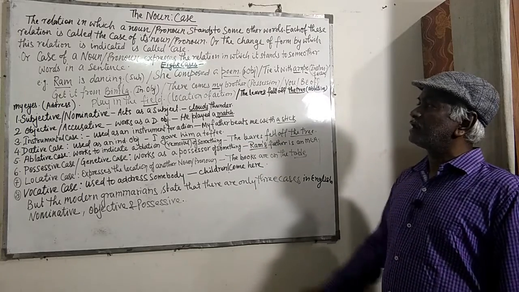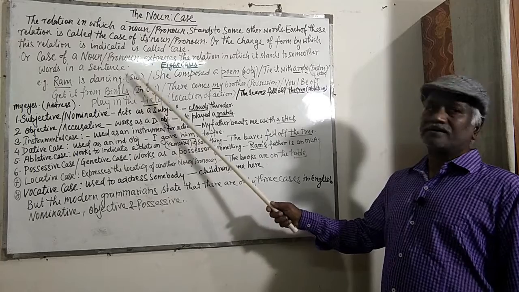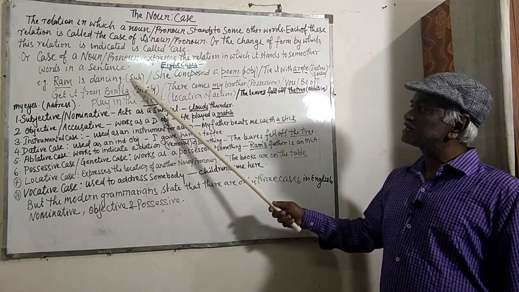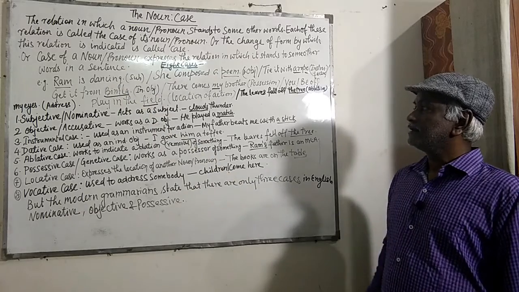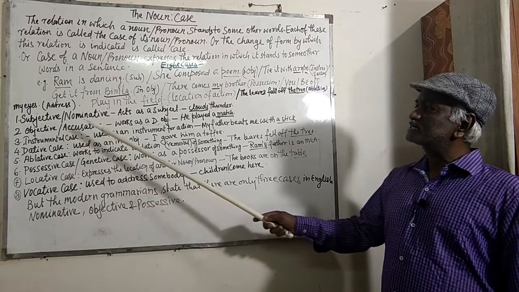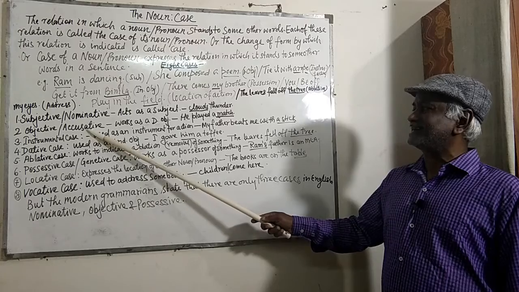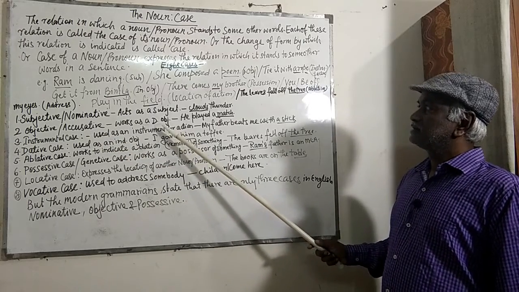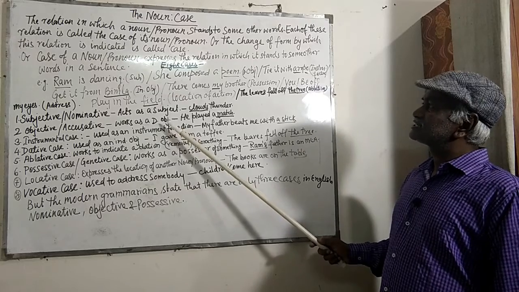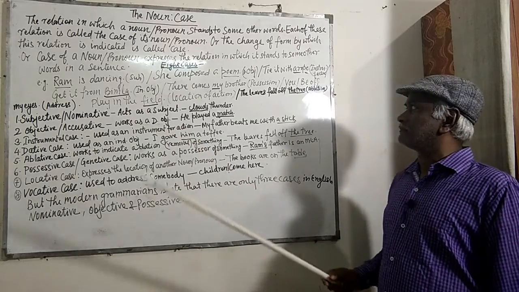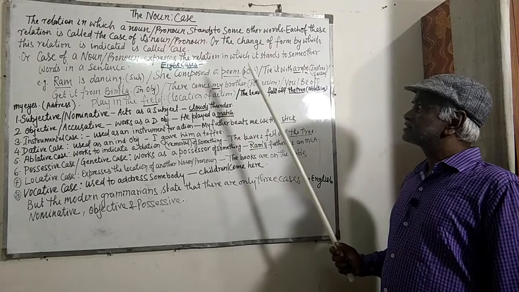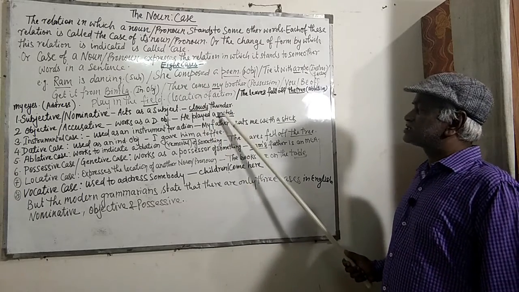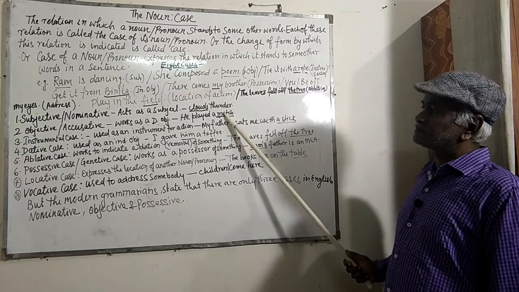Similarly, another example, Ram is dancing. This Ram is here acting as subject to the verb dancing. Next one is objective or accusative case. It works as a direct object. For example, when I say she composed a poem, here poem is the direct object. Similarly, he played a match. A match is here the direct object.